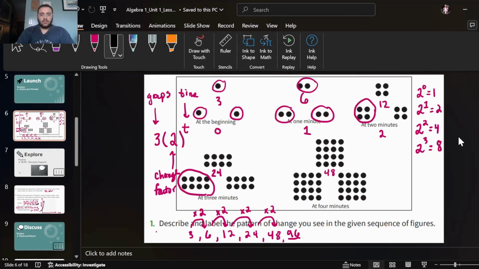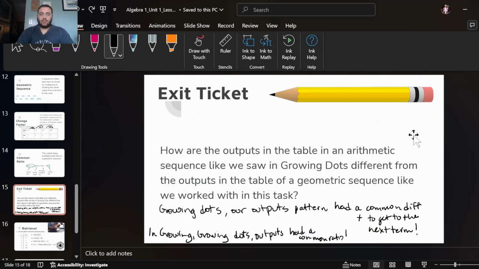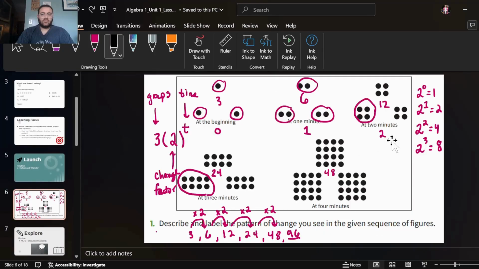Again, review this slide, okay? Focus on just one of the groups and how it's related to time. Focus on one of these groups and how it's related to time. How is it related? It's powers of 2.